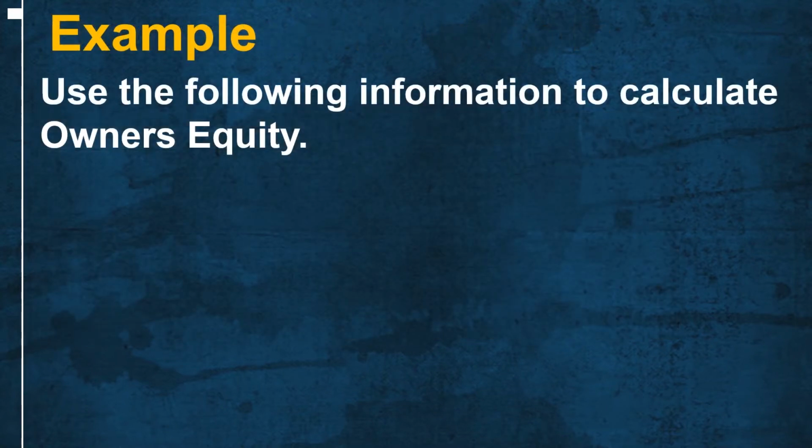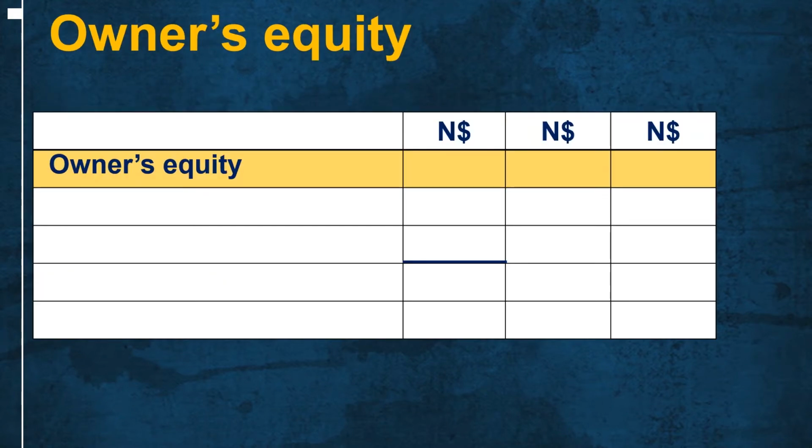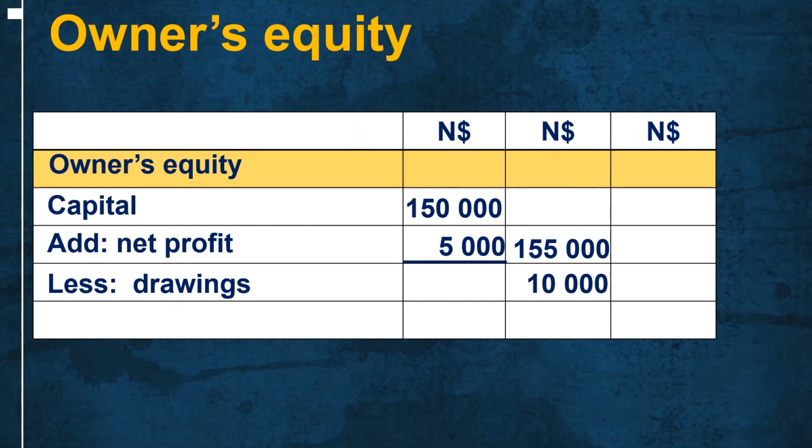Let us use the following information to calculate owner's equity. Capital 150,000 Namibian dollars, drawings 10,000 Namibian dollars, and net profit 5,000 Namibian dollars. We will take capital of 150,000 Namibian dollars, add net profit of 5,000 Namibian dollars, less drawings of 10,000 Namibian dollars, then the answer will be 145,000 Namibian dollars, which is then the owner's equity.